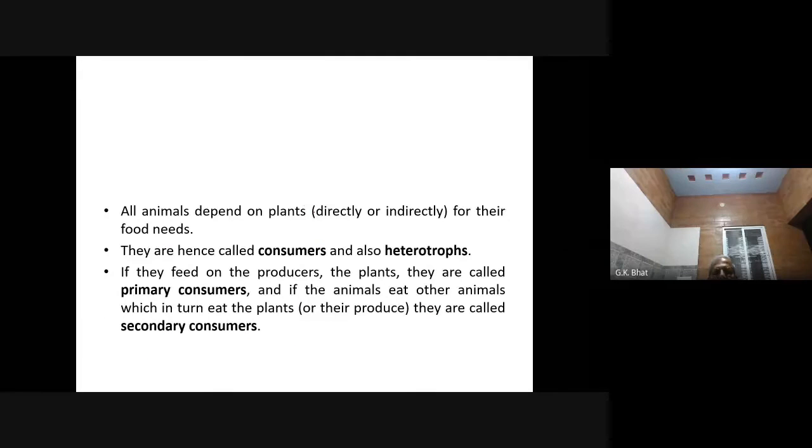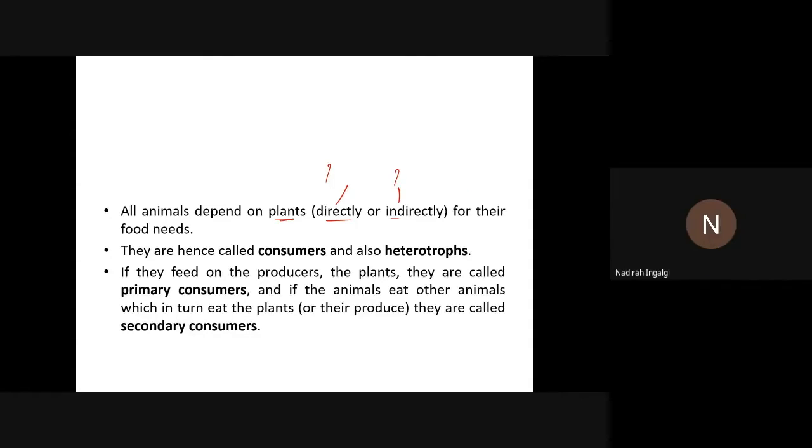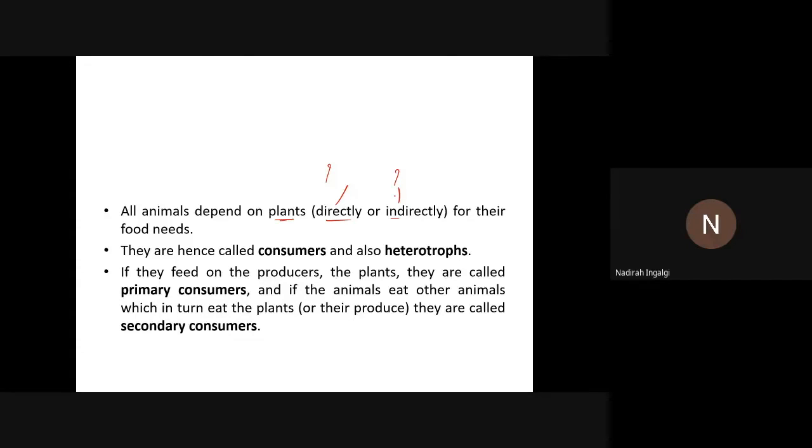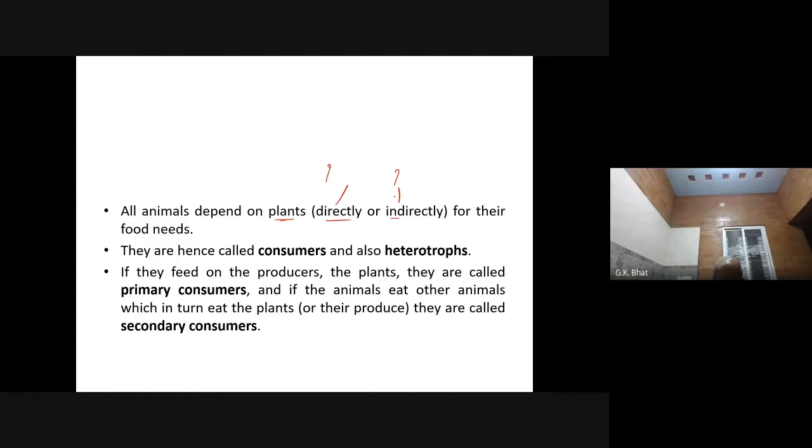All animals depend on plants, directly or indirectly. What do you mean by this? What do you mean by directly? What do you mean by indirectly? Nadira, open your mouth today. Nadira, are you there or have you gone? Yes, sir. Come on. What is directly and indirectly? Directly means the primary consumer, sir. Indirectly means secondary consumer. Herbivores are called direct consumers, directly dependent on the plant, and carnivores are considered indirectly dependent on plants.